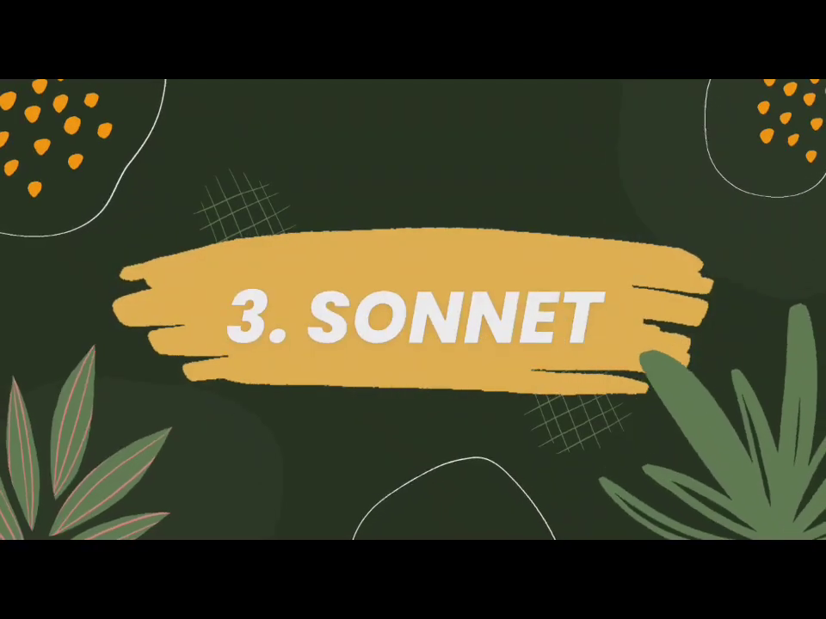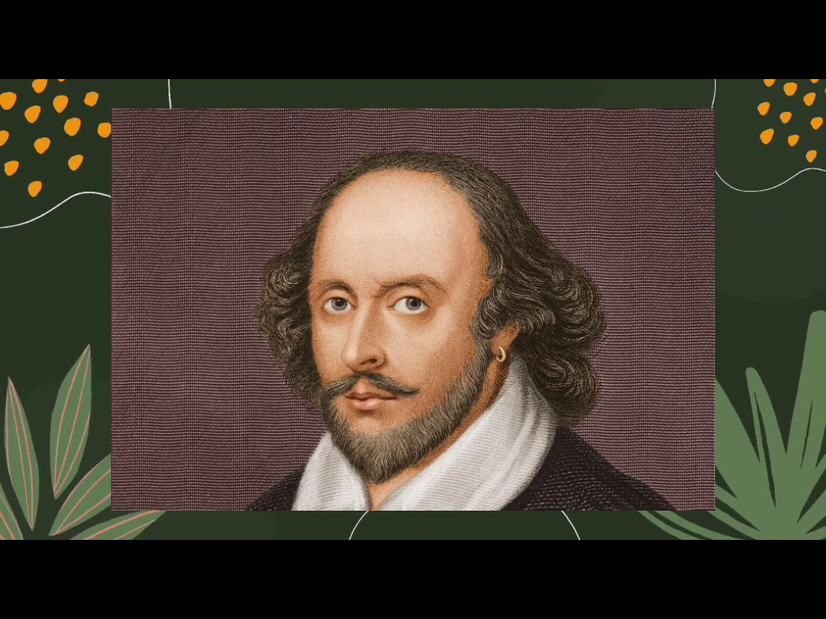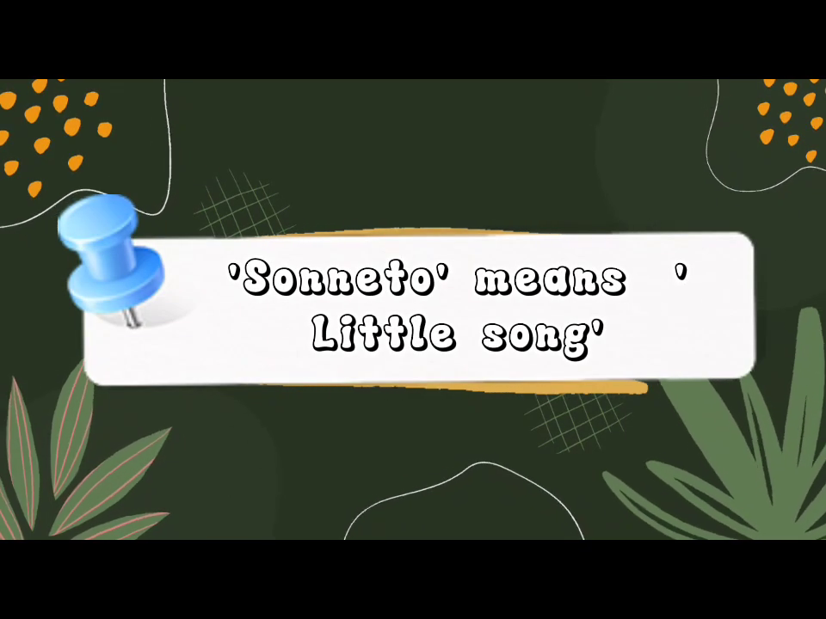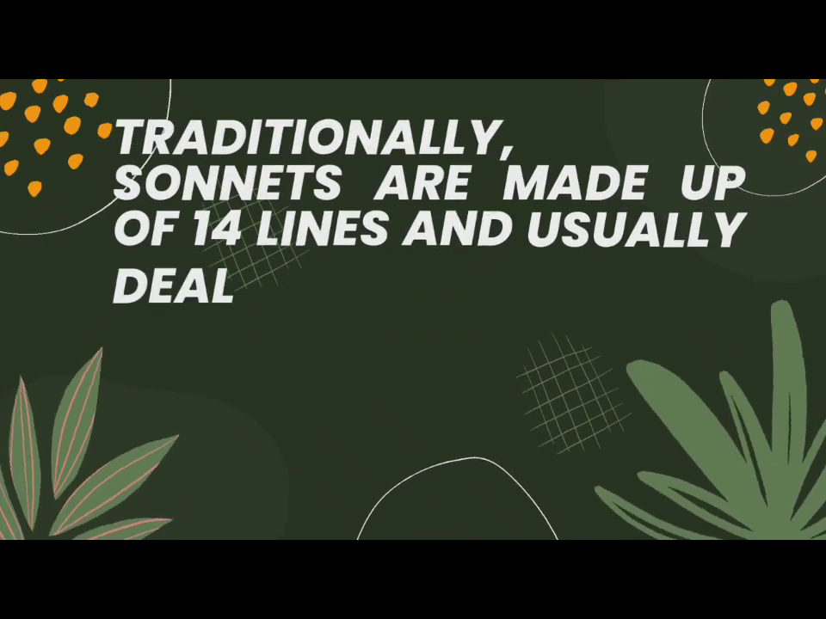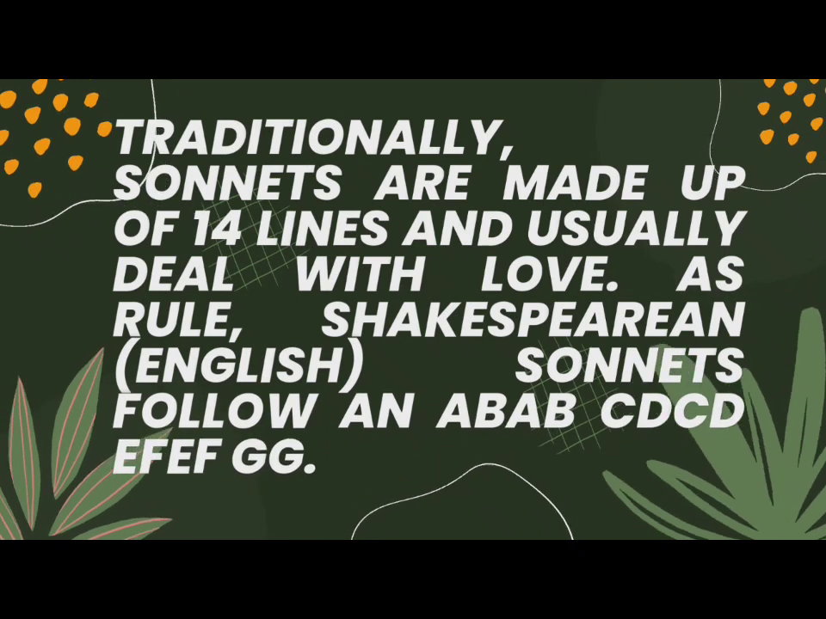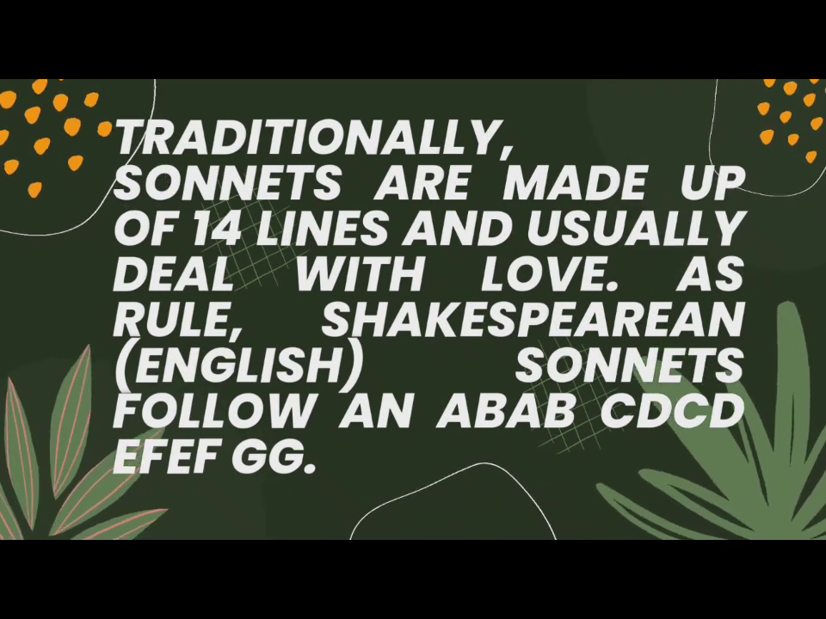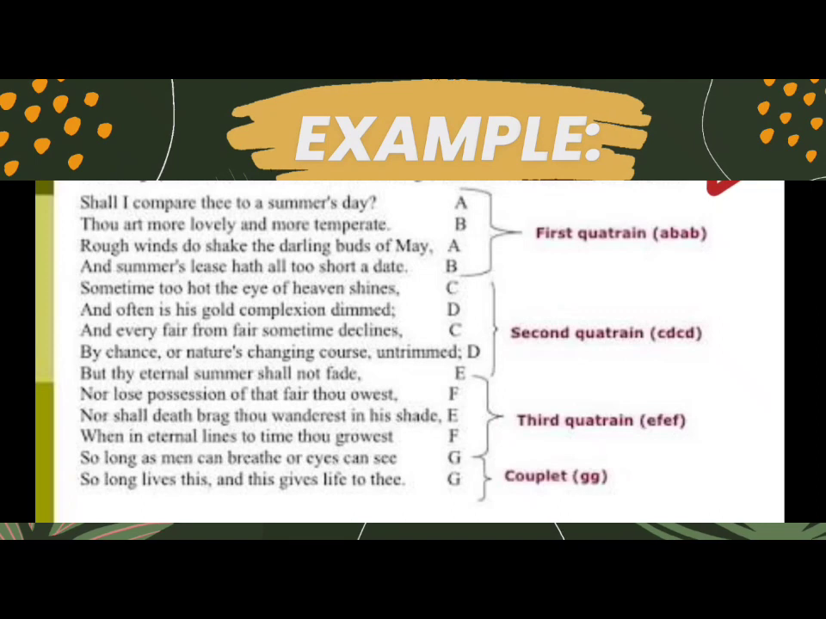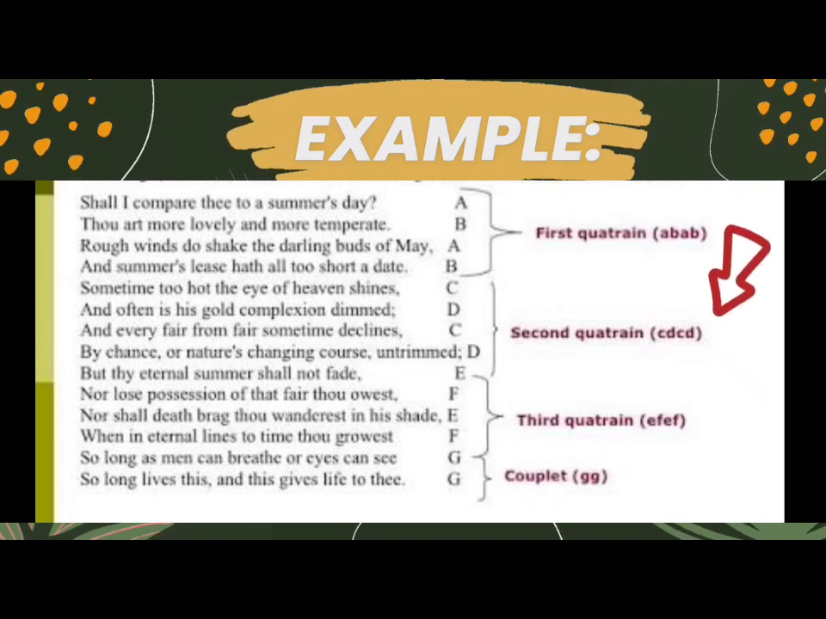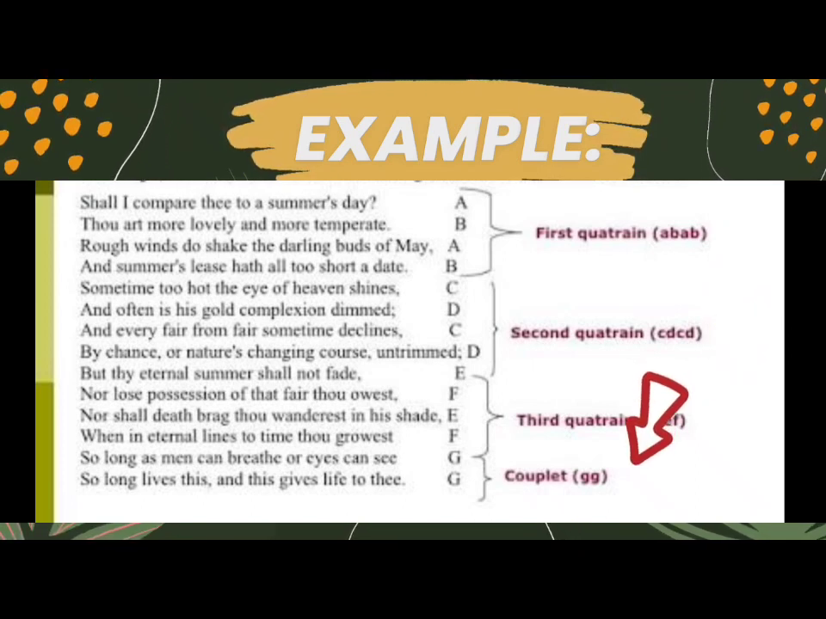Third, sonnet. This very old form of poetry was made famous by none other than William Shakespeare. The word sonnet is derived from the Italian word sonetto, which means little song. Traditionally, sonnets are made up of 14 lines and usually deal with love. As a rule, the Shakespearean English sonnet follows an ABAB, CDCD, EFEF, GG rule. In an example of a sonnet, the first quatrain has ABAB, the second quatrain has CDCD, the third quatrain EFEF, and the fourth, a couplet, GG.